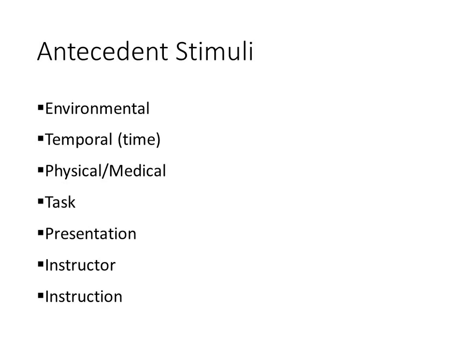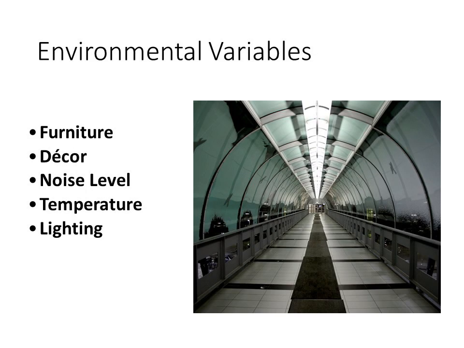Antecedent stimuli include environmental, temporal, physical or medical, task, presentation, instructor, or instruction. When we talk about environmental variables, these are things like the furniture in the room, the decor on the walls, the noise level, the temperature, and things like lighting.